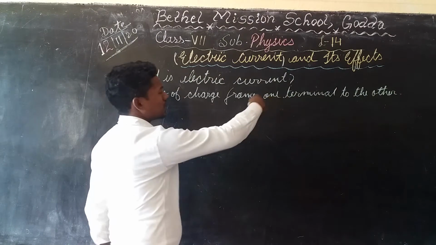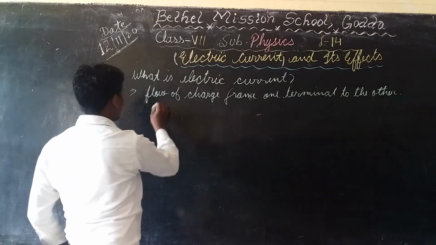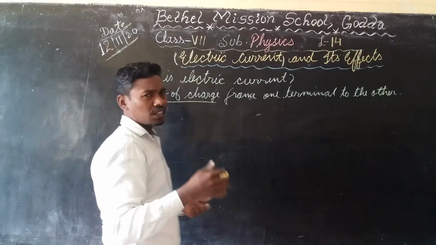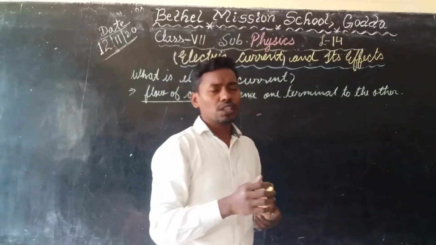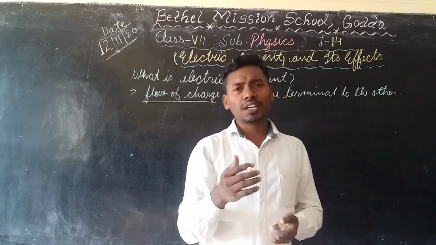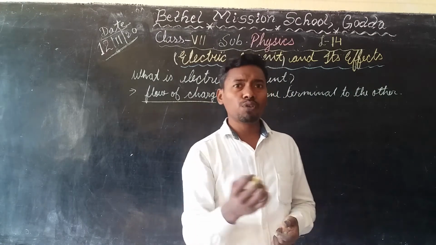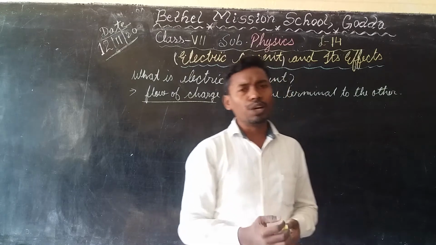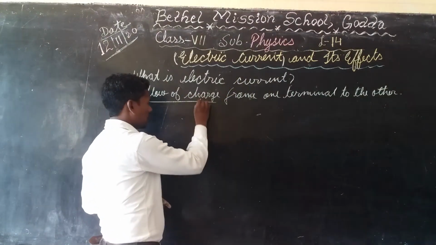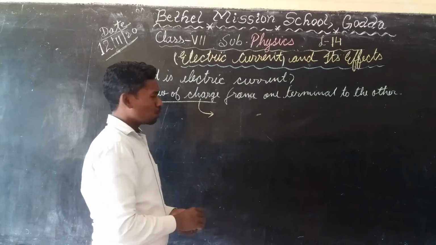So let us leave that point, but first we need to focus on this flow of charge. Flow means anything that moves from one place to another, just like water or air, they flow. So flow is movement. Movement of what? Charge. Now, what is this charge? It is a very important question now.